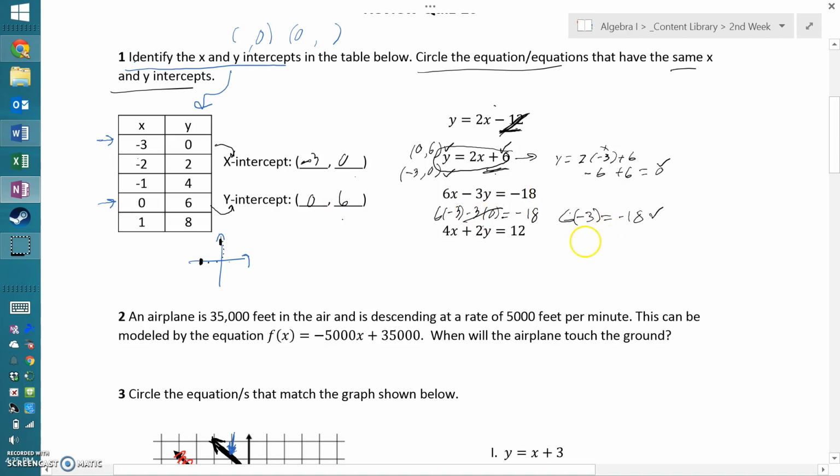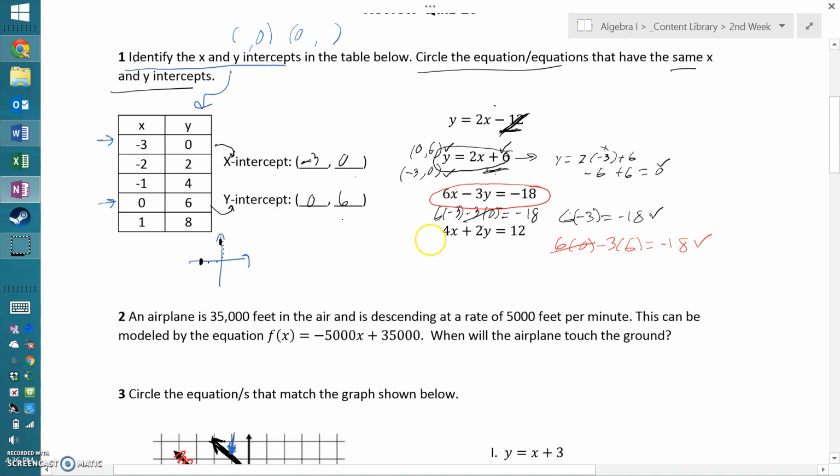I'd put a 0 in for y, or a 0 in for x, so 6 times 0 minus 3 times 6 equals -18. And again, that would be a 0. So then -3 times 6, yeah, that would be -18. So both of these points work, so that's another equation that matches.